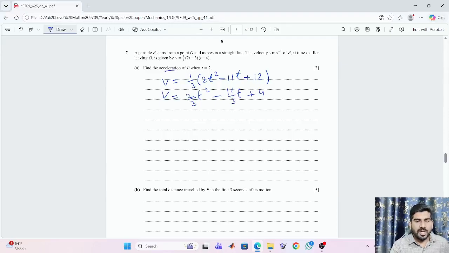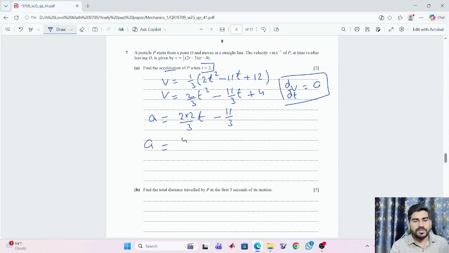We want to find the acceleration at t is equal to 2. When we have the velocity and want to find acceleration, we know that the derivative of velocity is acceleration. So the derivative is 4 over 3 t minus 11 over 3. Now we substitute t equals 2: 4 over 3 times 2 minus 11 over 3, which is 8 minus 11 over 3, negative 1 meter per second squared. This is the acceleration at t equals 2, and we can see the velocity is decreasing.